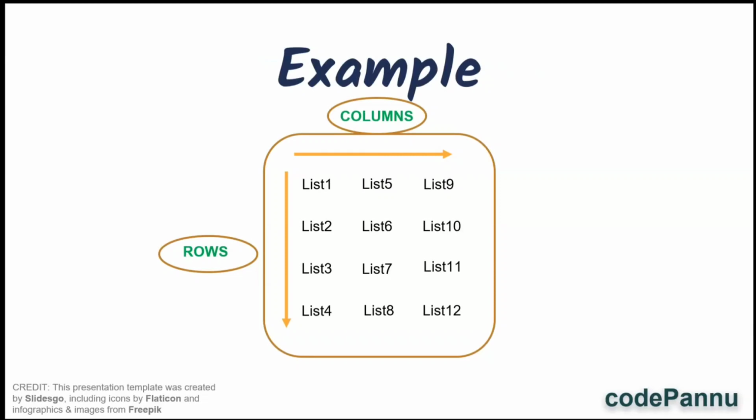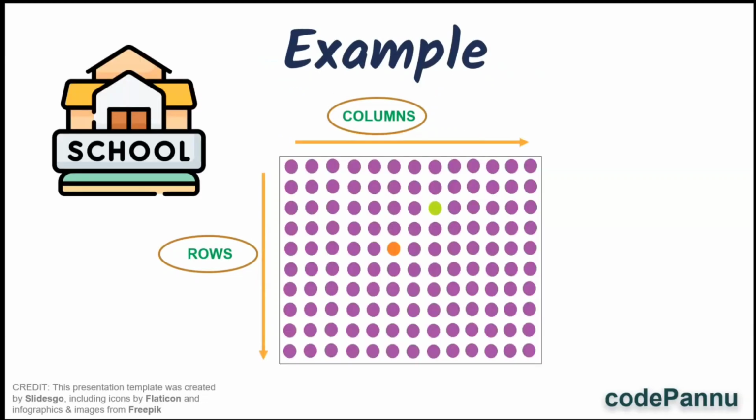When you are standing in an assembly in your school and your teachers arrange you in the way of rows and columns, right? The horizontal line of students is called a row and the vertical line of students is called a column, including you. Do you understand? Imagine you're standing somewhere in the middle. In this picture, you're the circle colored in green and your friend is colored in orange.